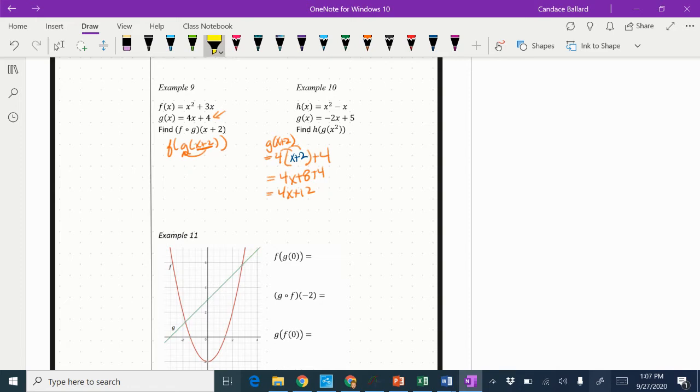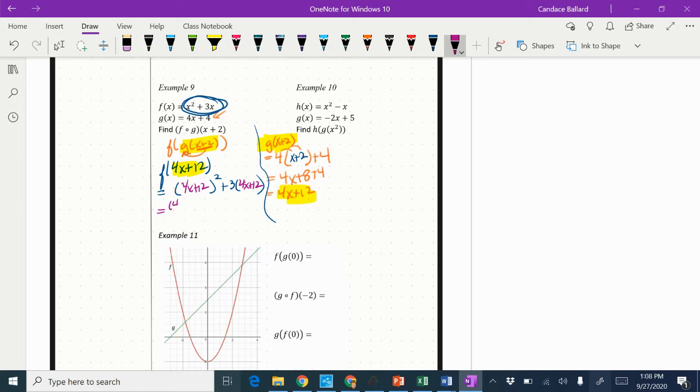Now, since we know that's what g of x plus 2 is, we're going to substitute it in here for g of x plus 2. So we've got f of 4x plus 12. That's now going to get substituted into this function here. So we know that we're going to write parentheses anytime I see an x: parentheses squared plus 3 parentheses. And we're going to plug in 4x plus 12 for the x every time I have a blank parentheses.